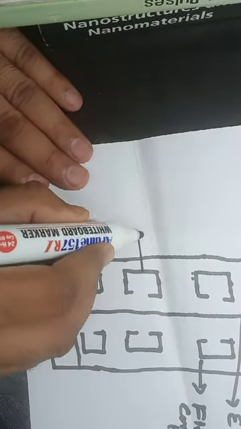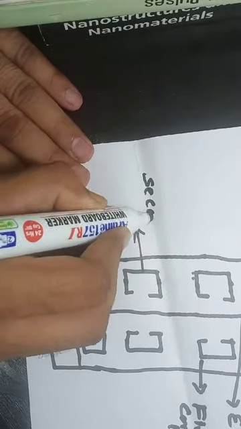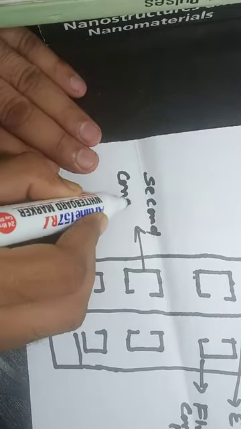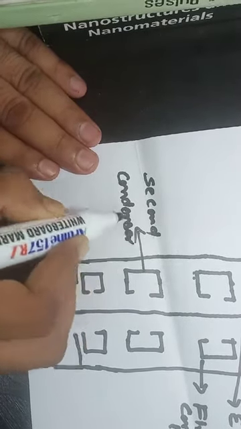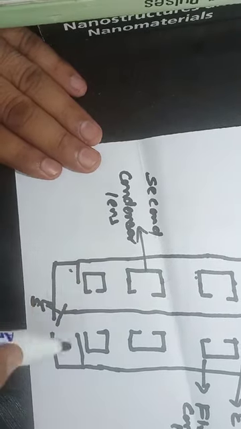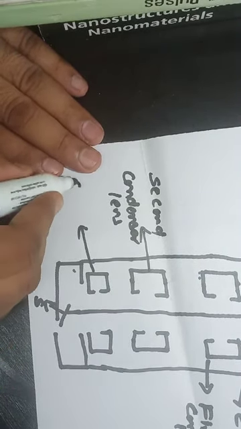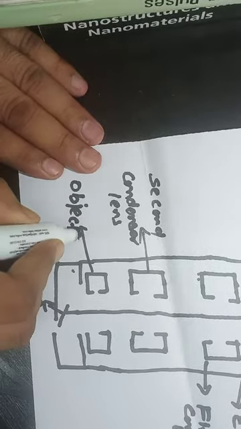This one is the second condenser lens, and then this is the objective, no? This is the objective. So if you look into this setup in detail, you have three main components.